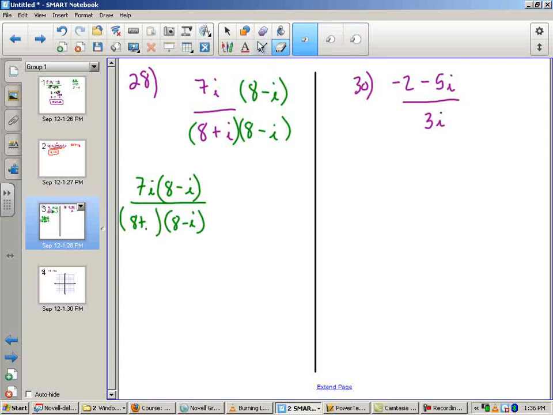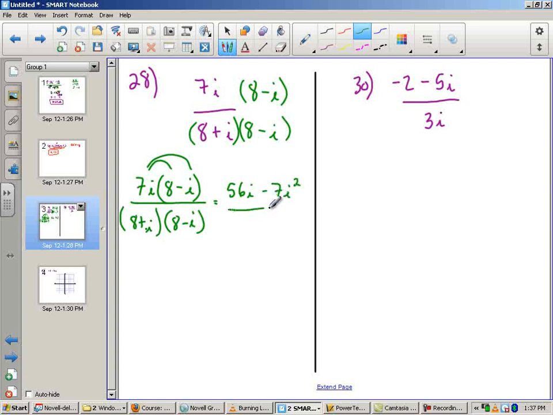Okay, so while I'm doing that, we know that we need to multiply the top by distribution. Well, 7i times 8 is 56i, and 7i times -i is -7i squared. Down on bottom, I'm only going to do the first, which is 64, and the last, which is -i squared. Negative because I had a plus times a negative, that's negative. i squared because i times i is i squared.